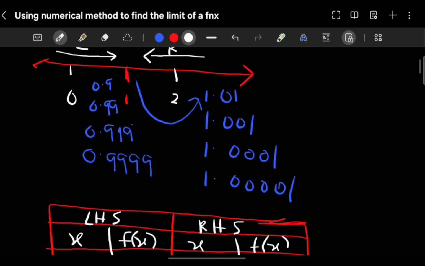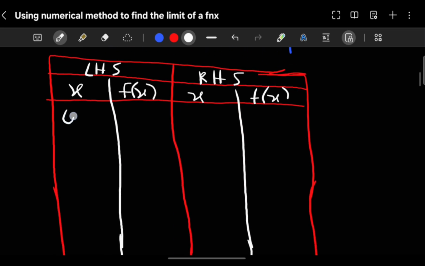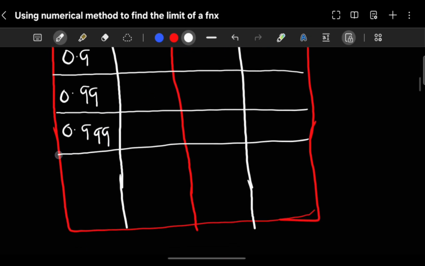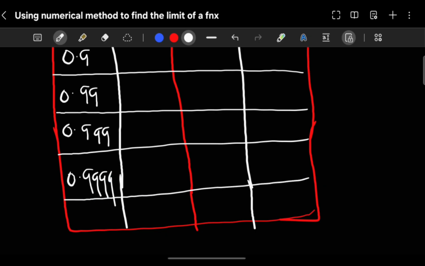So our first input on the left hand side is 0.9, right? So we write here 0.9. Our next input is 0.99. So we continue inputting. Our next input is 0.999. And our next input again is 0.9999. I hope it is clear. Then we continue again.